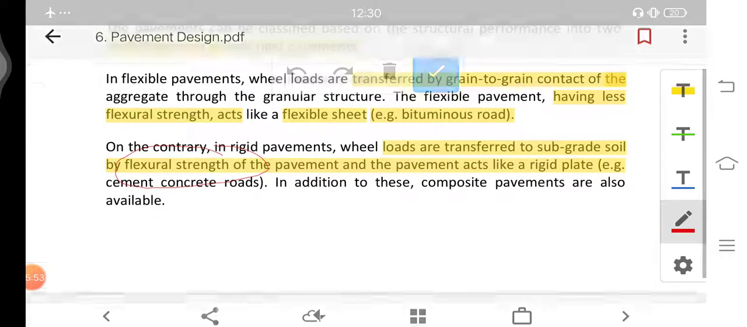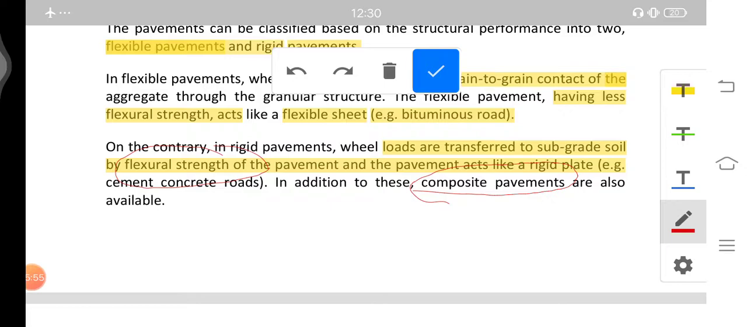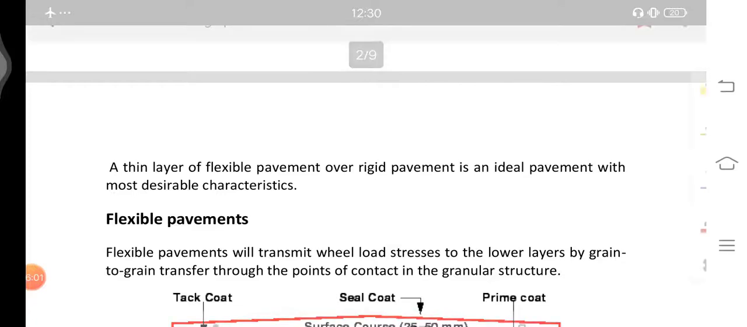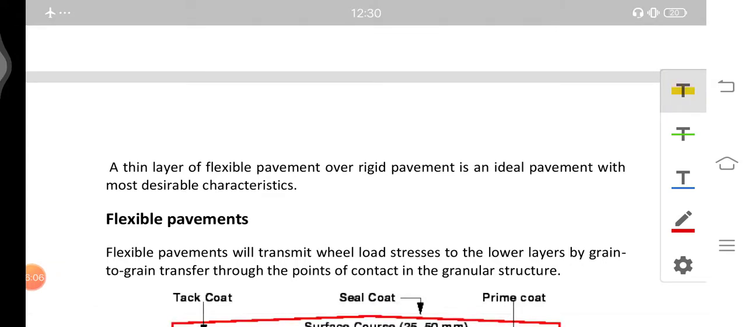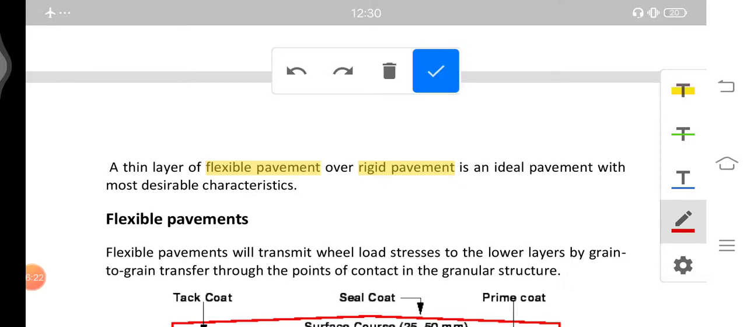Composite means they will be a mixture of both flexible and rigid pavement materials. A thin layer of flexible pavement over rigid pavement is ideal, with the most desirable characteristics. Flexible pavement is flexible in nature, and rigid pavement provides good flexural strength. Therefore, a desirable pavement shall be a mixture of a thin layer of both of these. That is, a thin layer of flexible pavement over rigid pavement will be the most desirable thing.